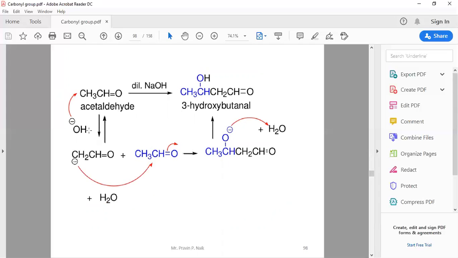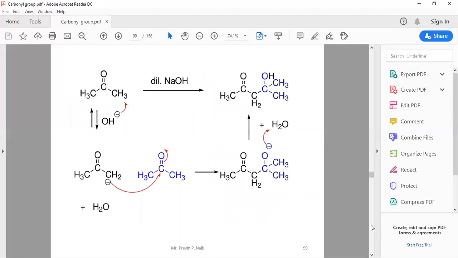So this is the mechanism. In the first step, the base is going to abstract the proton to form carbanion. Then this molecule is going to attack the second molecule's carbonyl carbon, which is electron deficient, to form the intermediate, and this oxygen is protonated to give you the product, that is 3-hydroxy butanal. This is also the starting material taken as ketone, that is acetone, and two molecules of acetone are getting condensed to form beta hydroxy carbonyl product.